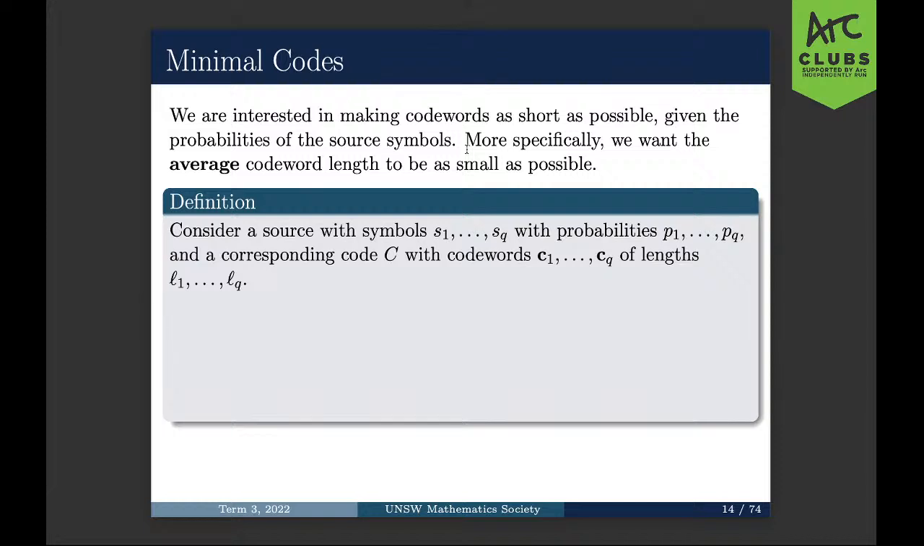So here's the definition. Consider a source. It has Q symbols, S1 to SQ. They have probabilities P1 to PQ. And they have corresponding code words C1 to CQ of lengths L1 to LQ.